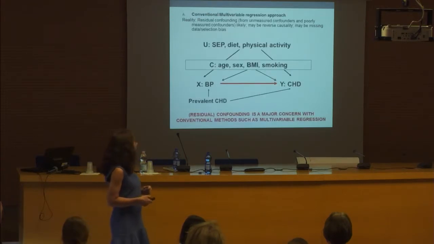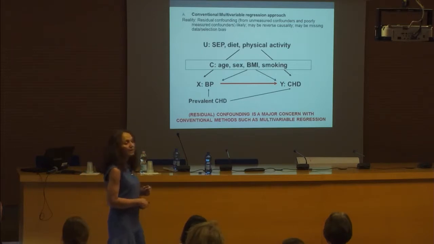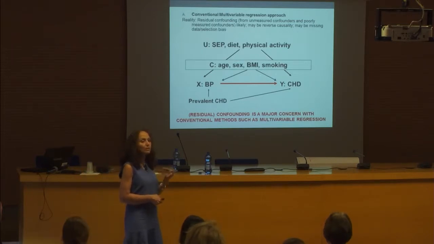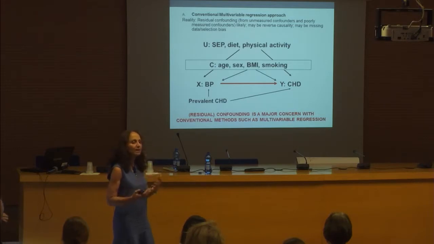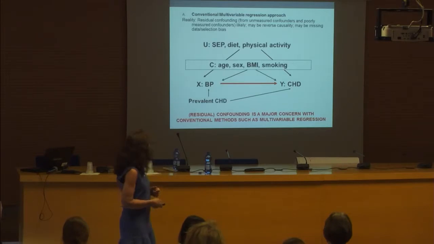The reality is that we're likely to have residual confounding, either from unmeasured confounders in our data set, so we can't control for them, or because some of the measures that we are able to control for we don't have measured well. So we might have smoking measured simply as yes, no, ever smoking or not, as opposed to a more refined measure of pack years of smoking over the life course.